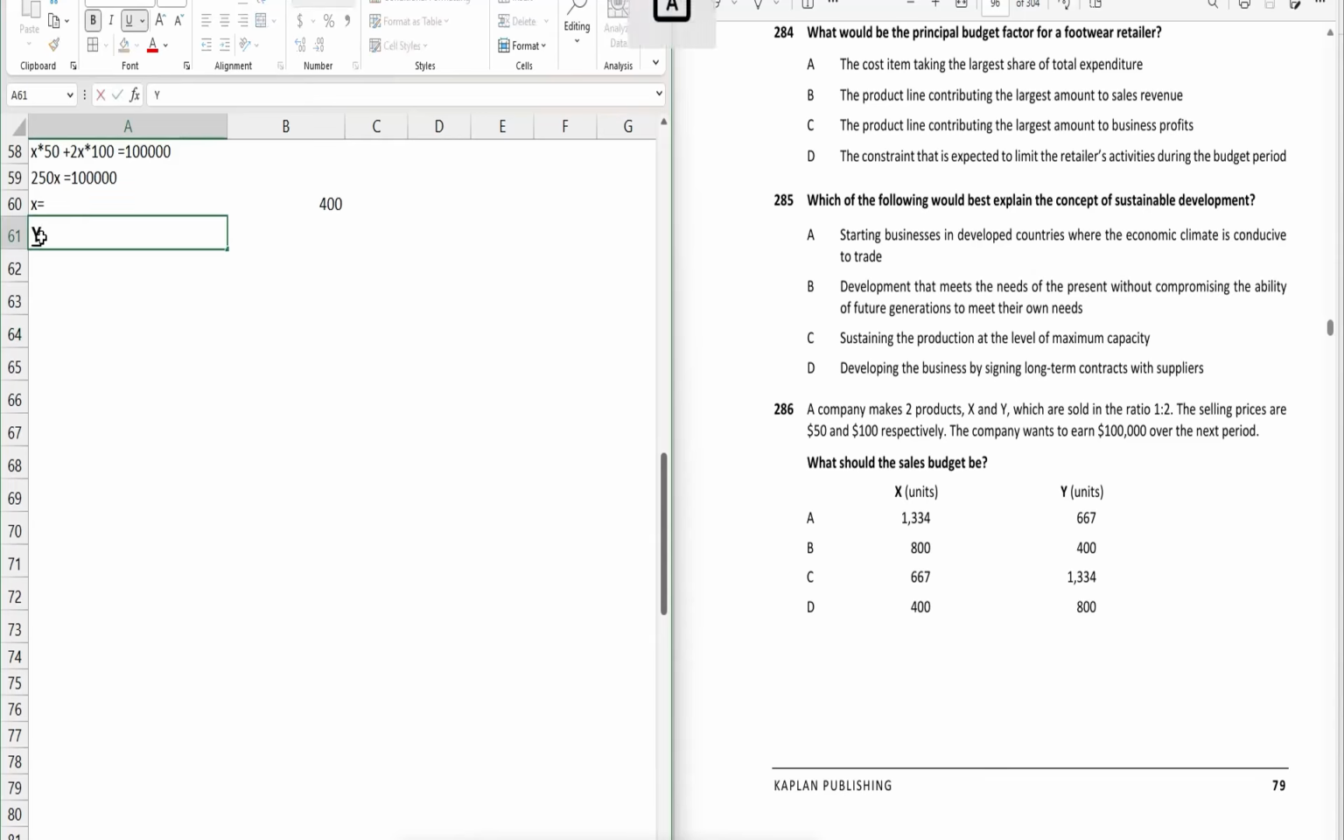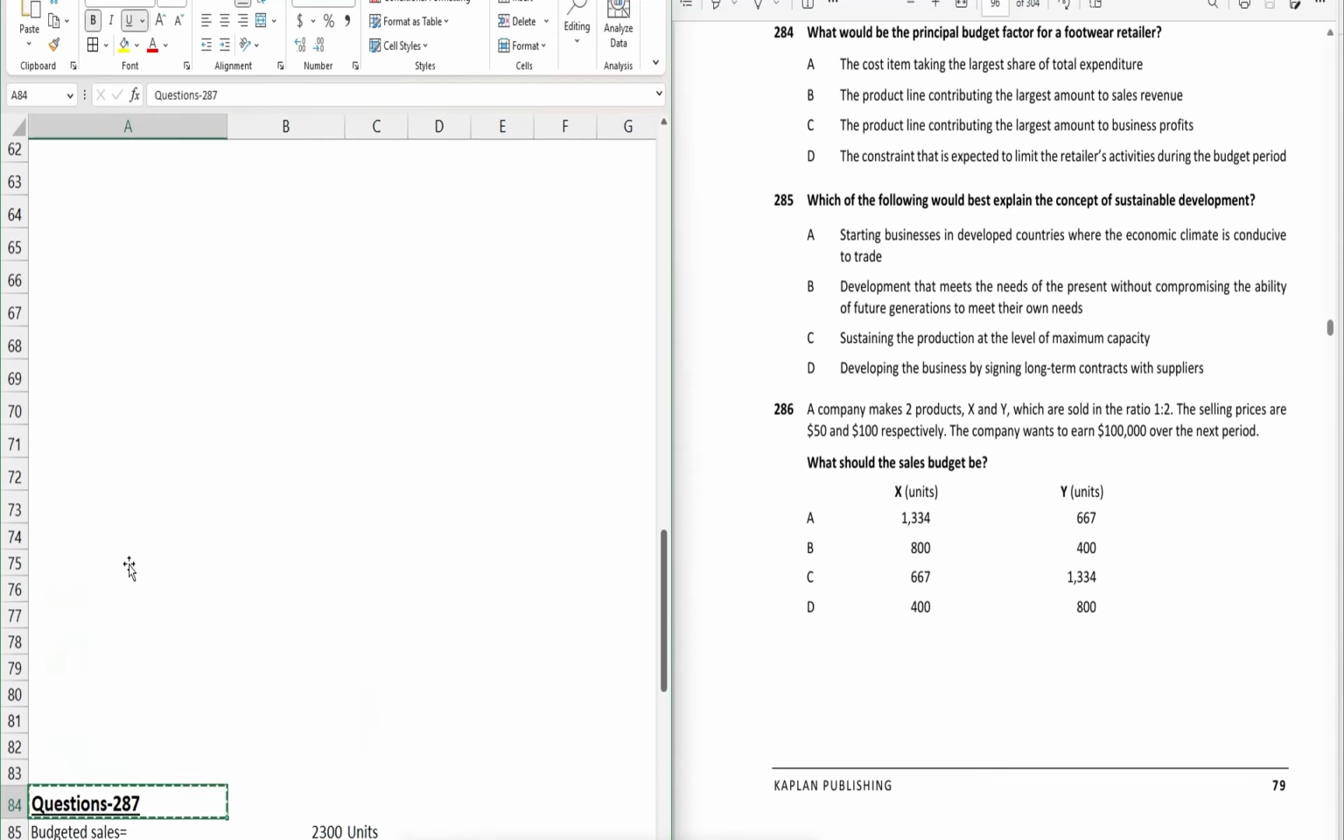What about the Y? Y sells at 2 times the product X. So that means 400 into 2, that's 800. So this is the product X budgeted sales and this is the product Y budgeted sales, that's the 400 and the 800. Yes, it sounds easy. Yes, of course it is.